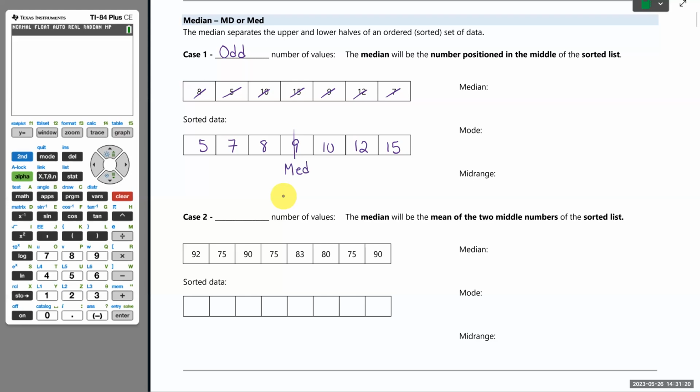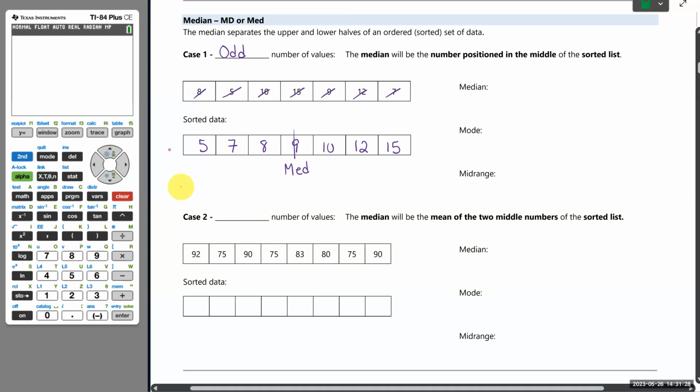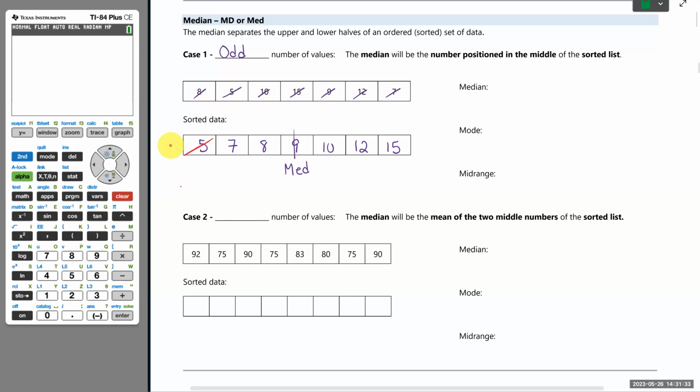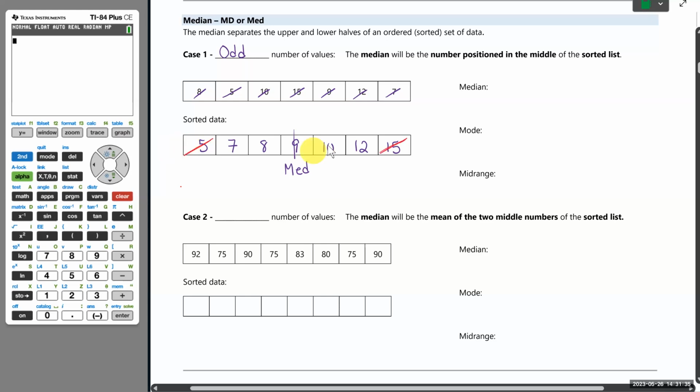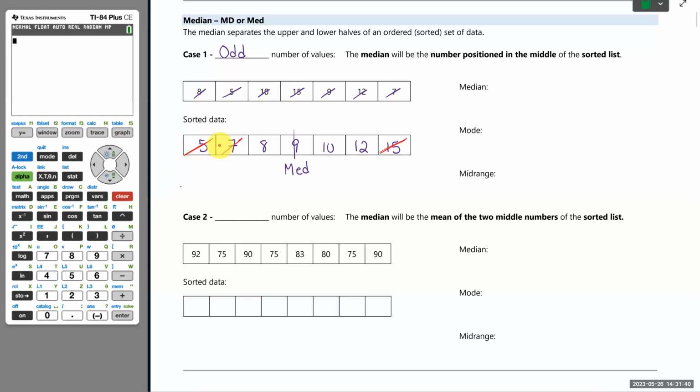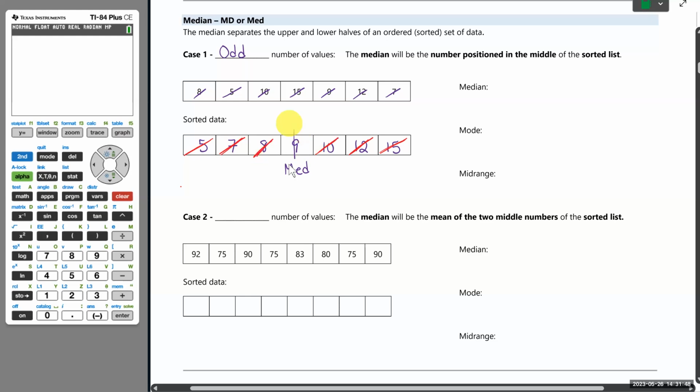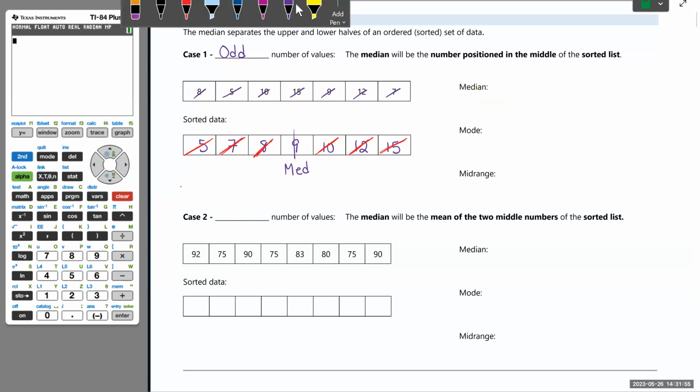If you ever have trouble locating it, here is a cute little technique. I'm just going to switch color here for a second. Anytime you want to find the middle of the list, cross out the ends, the far left and far right, smallest and largest, and then do that again, crossing things off in pairs, and then do it again. If you repeat that process, it will always bring you to the middle of the list. All right, so our median is 9.